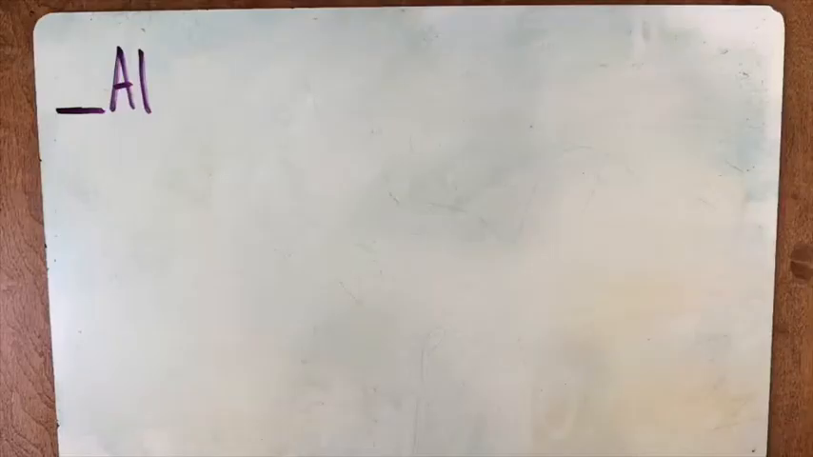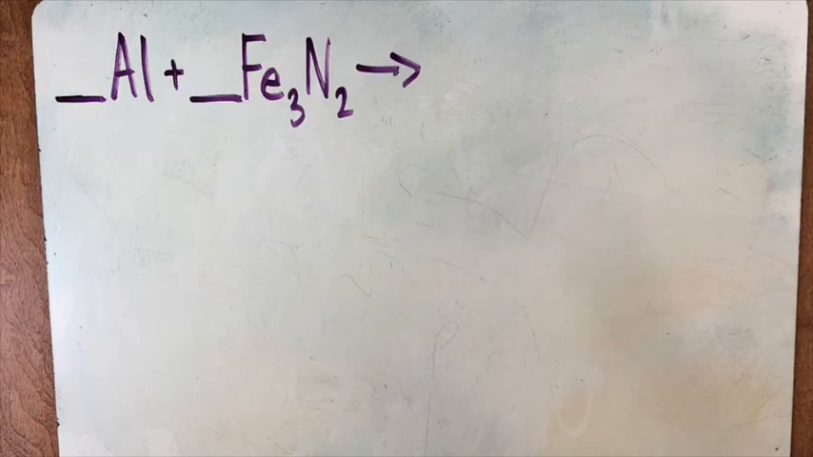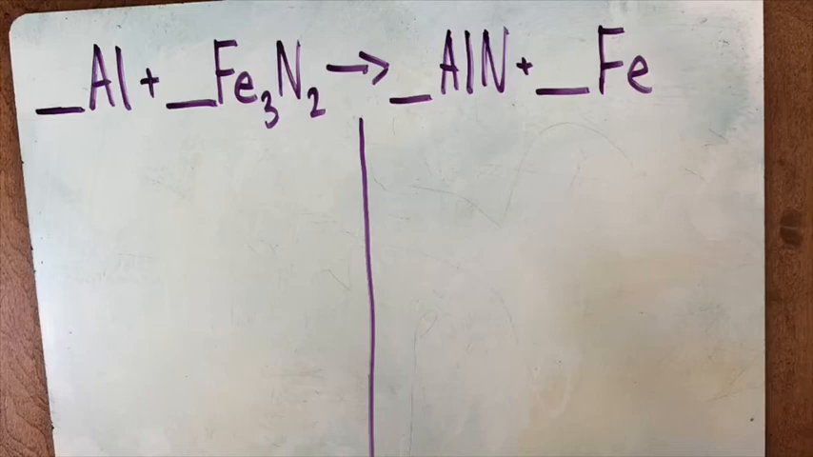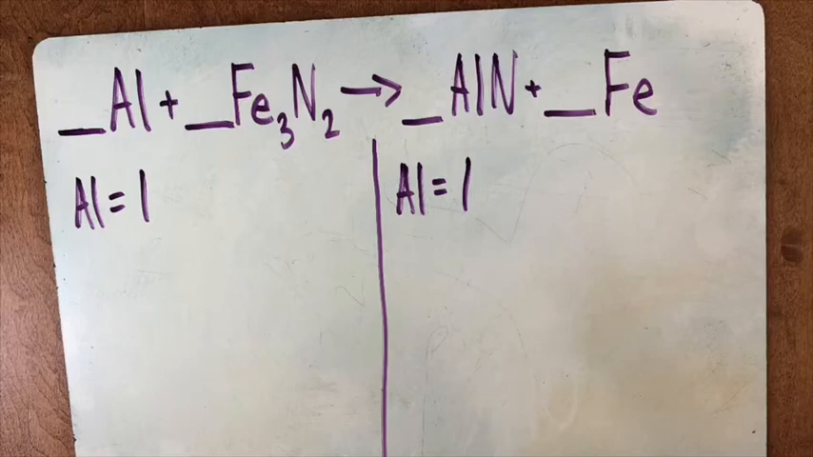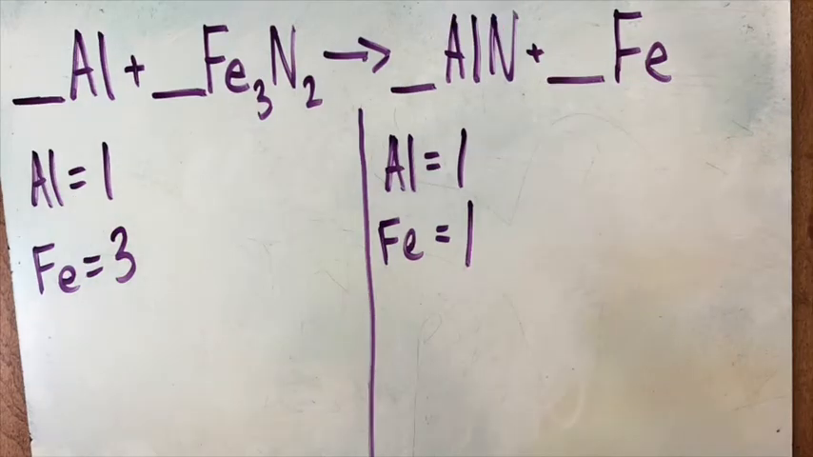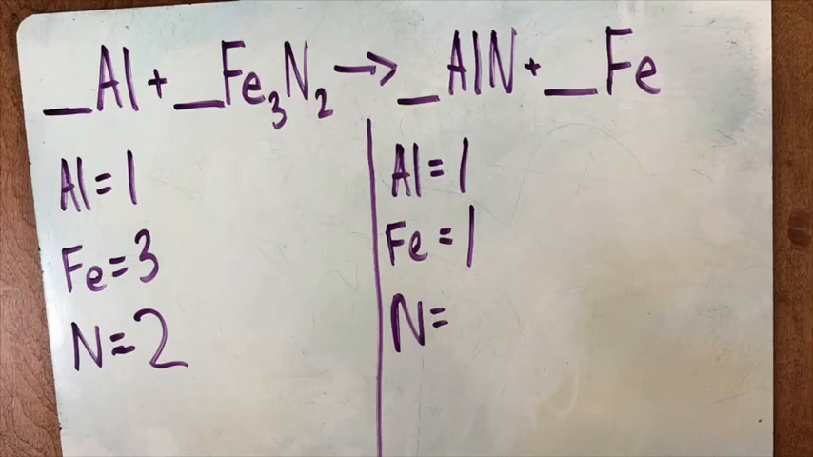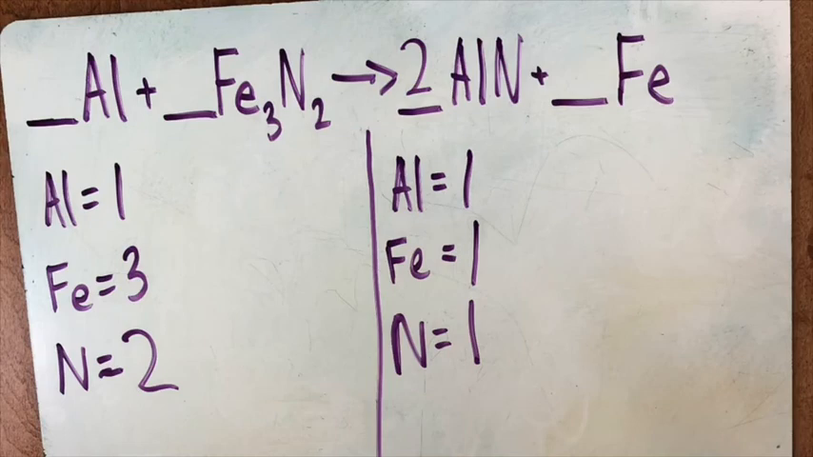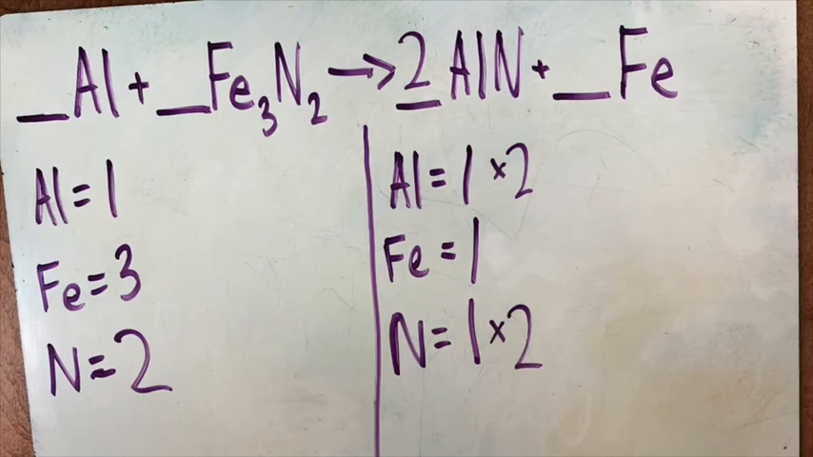Here is the final example I will go over with you. It is Al plus Fe3N2, which makes AlN plus Fe. When you count the elements, there is 1 aluminum on both sides, 3 iron on the reactant side, and 1 iron on the product side. And then there's 2 nitrogen on the reactant side and 1 nitrogen on the product side. You can start by putting the coefficient 2 in front of the AlN, which multiplies the number of aluminum and nitrogen by 2 on the product side. This makes the amount of nitrogen on both sides equal.